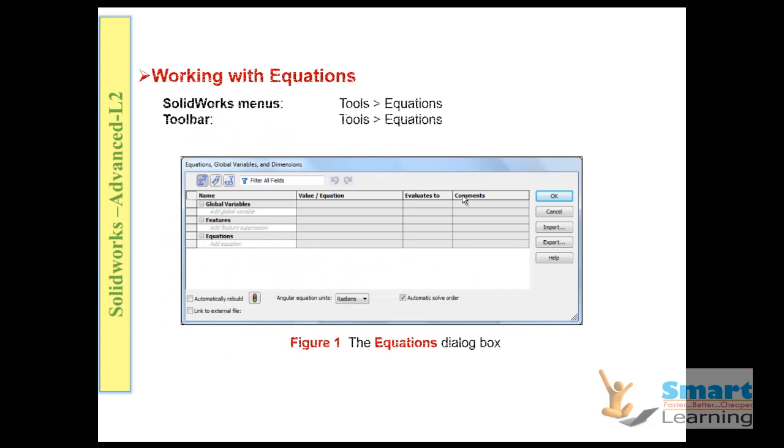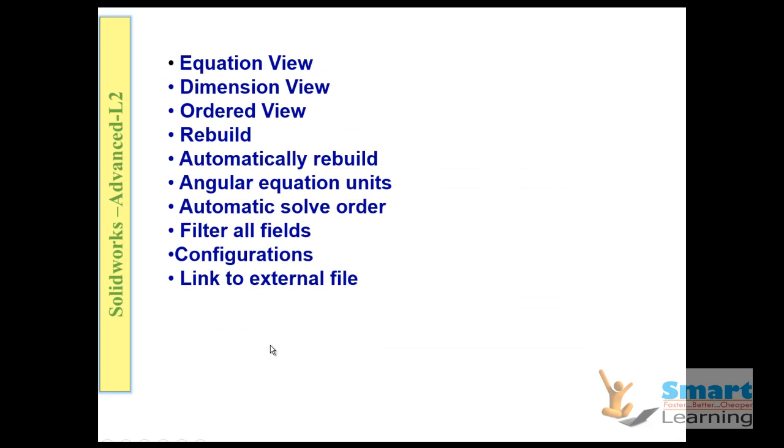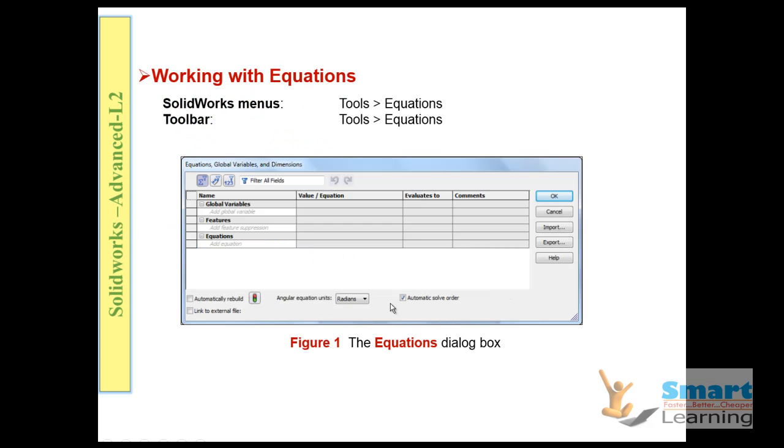So let us start with the equations, which you can get from the Tools Equation, and you will get this particular dialog box where you can add the variables, features and equations to control your features. And automatically after that it can rebuild the features, and to link with the external files also is possible. So equation view, dimension view, ordered view, rebuild and automatically rebuild, angular equation unit, automatic solve order, filter all fields, configuration and link to external files are a couple of options which you can find here.